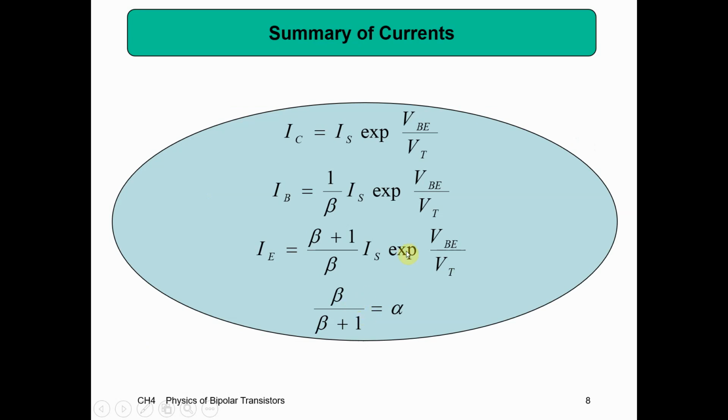So here's the summary of the currents. My collector current is dependent on that base emitter voltage, and then my base current is basically just going to be this collector current divided by beta. Now from Kirchhoff's current law, we know that my emitter current is going to be equal to the sum of these other two, so that's why I end up getting a beta plus 1 over beta, and then sometimes they use this term here and they call it alpha.